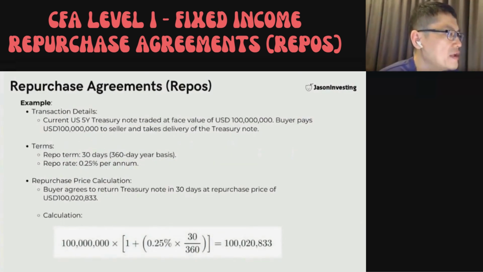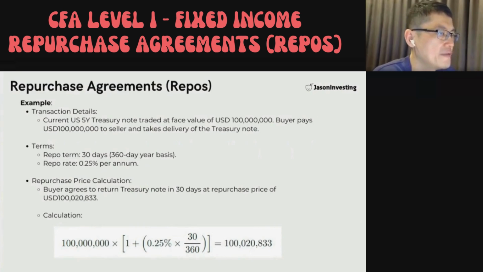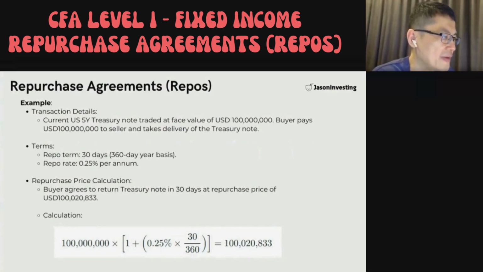Current US 5-year Treasury note is trading at a face value of USD 100 million. The buyer pays 100 million to the seller and takes delivery of the Treasury note. Remember that the buyer is the lender and the seller is the borrower. The buyer, which is the lender, will take delivery of the Treasury note as collateral. The terms of the repo have a 30-day maturity and are based on a 360-day year basis, as you will see later in the day count fraction in the calculation. The repo rate is 25 basis points per annum.